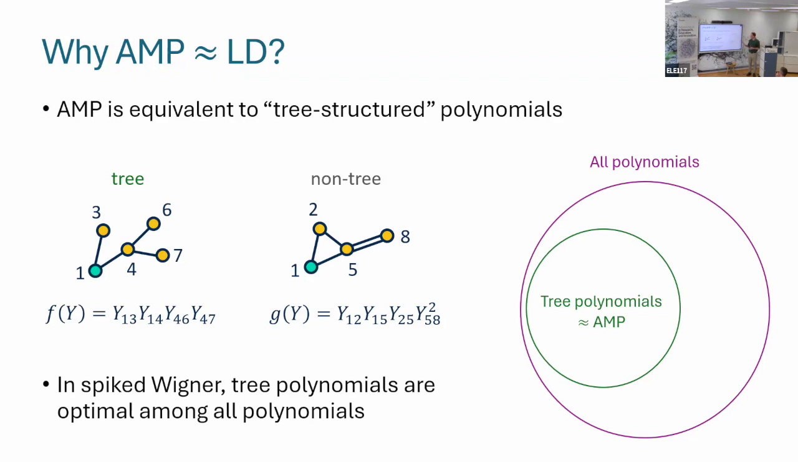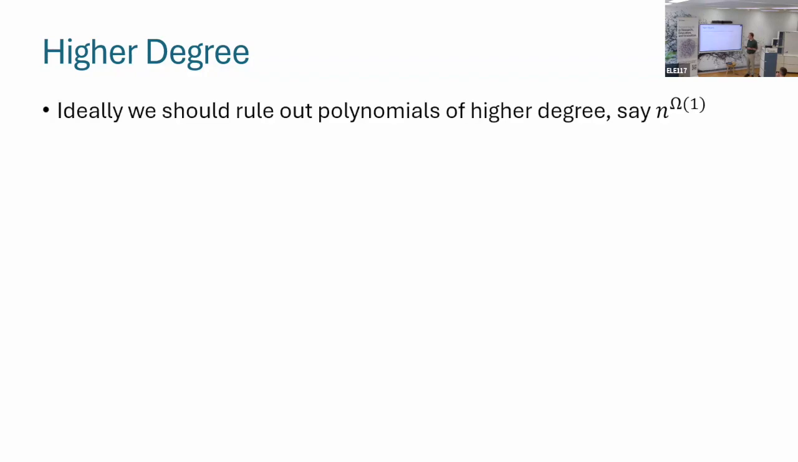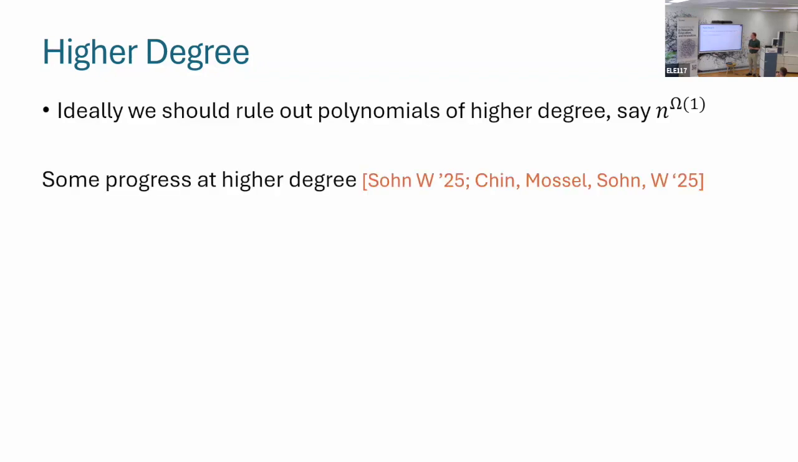So this kind of explains why we were able to show this kind of equivalence between AMP versus low degree polynomials. But it wasn't totally satisfying because we only said that constant degree polynomials can't beat AMP. We'd really like to say that much higher degree polynomials can't beat AMP. Maybe n to the power of some fixed positive constant, for example, would be a good start.